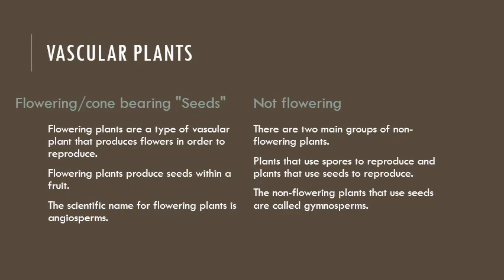So there are two main groups of non-flowering plants. There are plants that use spores to reproduce and plants that use seeds to reproduce. So the non-flowering plants that use seeds are called gymnosperms. So they're still vascular plants. So this would be like a pine cone type tree. They're not flowering, but they do use seeds, which are in the pine cone, to reproduce and to make more of themselves.